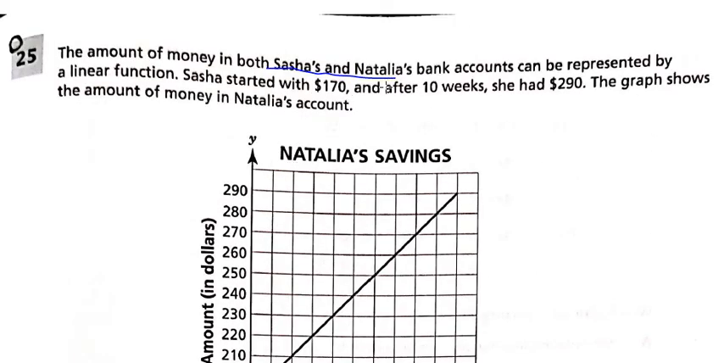So the first thing that we know is that Sasha's information is given to us in this situation. It started with $170, and after 10 weeks, she had $290. So for Sasha, we know already her, well, think about it. Do you know her slope or her initial value?